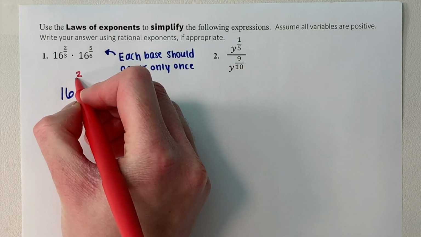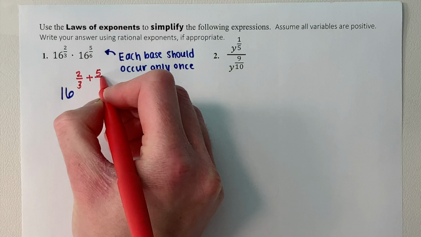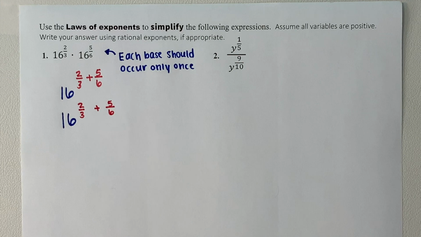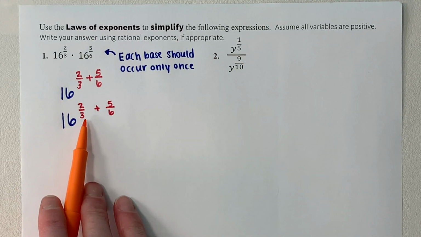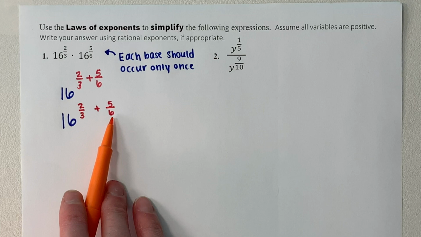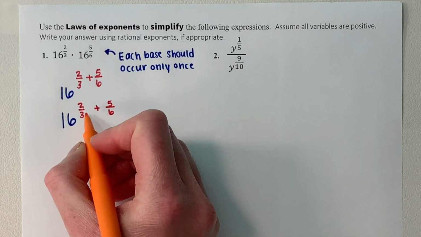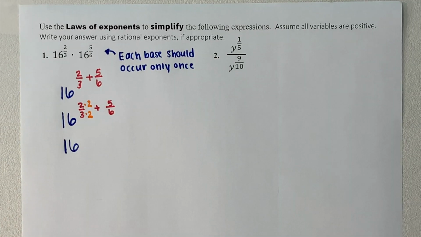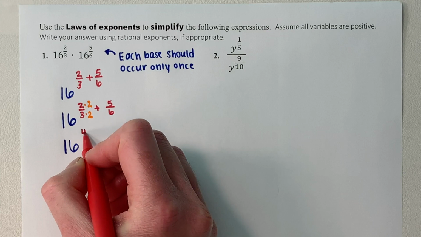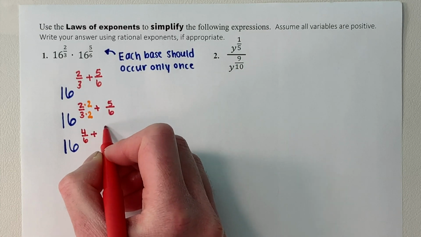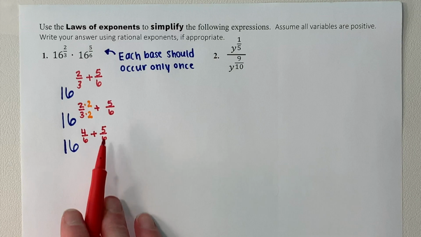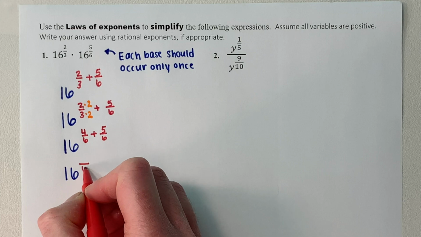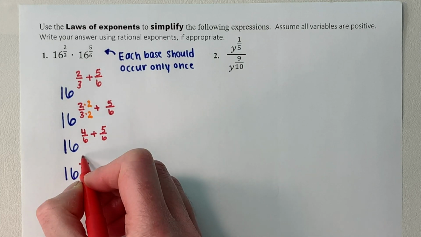So we'll take 2/3 plus 5/6. Now, if we want to add these fractions by hand, we need a common denominator. So I've just copied this expression down here, and to get a common denominator, we could use the LCD 6. So to get this denominator to be 6, we could multiply the denominator by 2, and then we also have to multiply the numerator by 2. This will leave us with 16 to the 4/6 plus 5/6. Now we have a common denominator, so now we can add these fractions. When we add these fractions, we keep the common denominator 6 and just add the numerators. 4 plus 5 gives us 9.